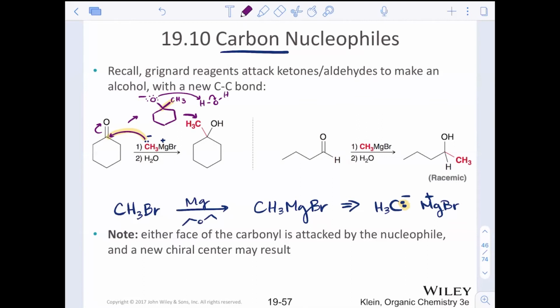Aldehydes and ketones will always be able to react with a Grignard reagent. The only thing, again, to watch out for is unsymmetrical carbonyls. When you have an unsymmetrical carbonyl, you could create in that first step a chiral center. And then that chiral center will be racemic once again because our nucleophile is attacking an sp2 hybridized carbon and therefore either top or bottom attack, always racemic, okay? So be very aware of that with our carbon nucleophiles.